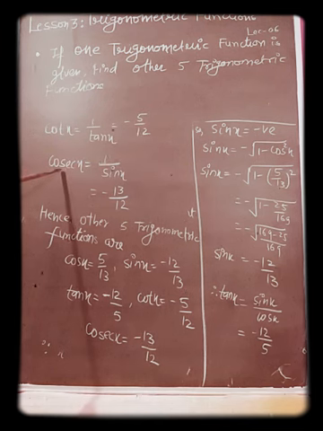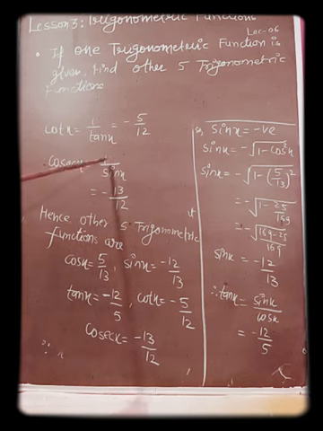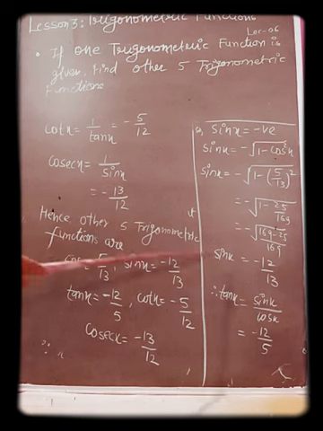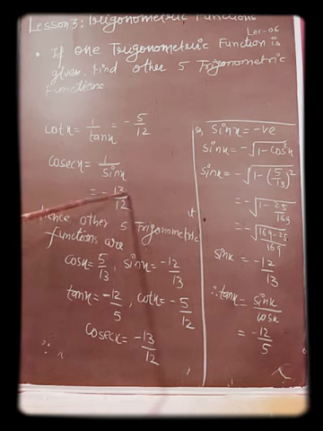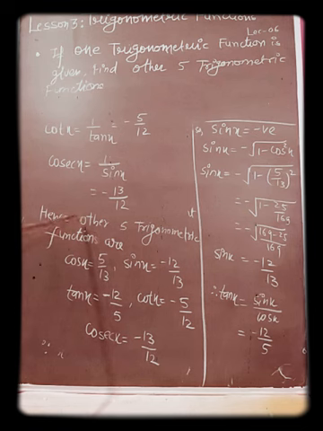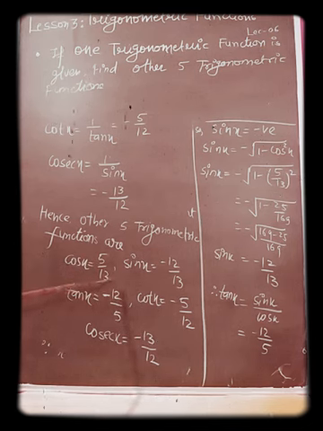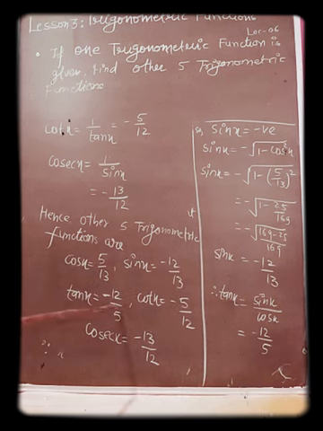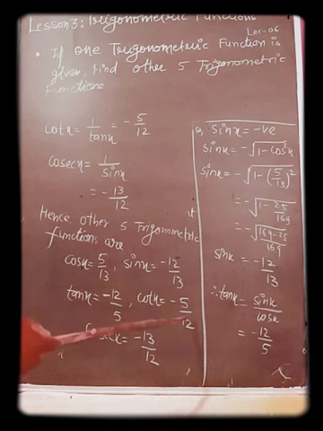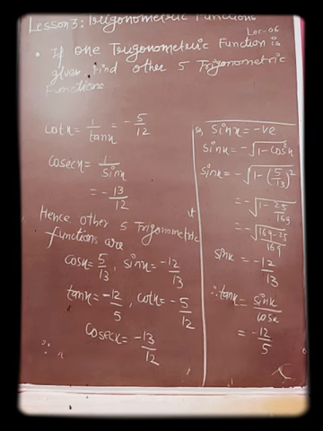Next, cosec x is equal to 1 by sin x. So sin x is minus 12 by 13. After reciprocal, we get minus 13 by 12. Hence, the other 5 trigonometric functions are cos x equal to 5 by 13, sin of x equal to minus 12 by 13, tan of x equal to minus 12 by 5, cot of x equal to minus 5 by 12, and cosec x equal to minus 13 by 12.